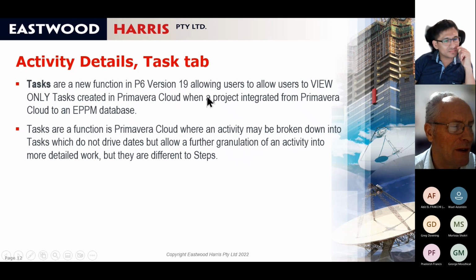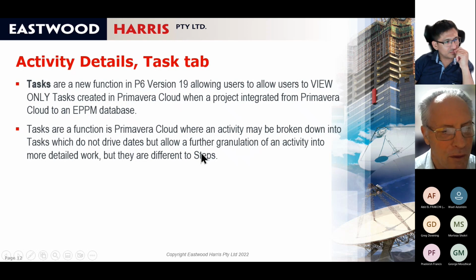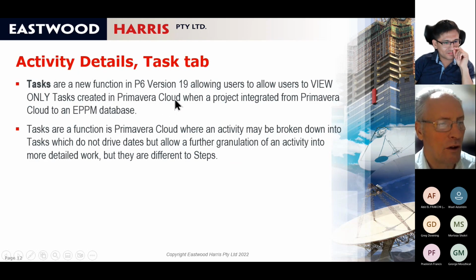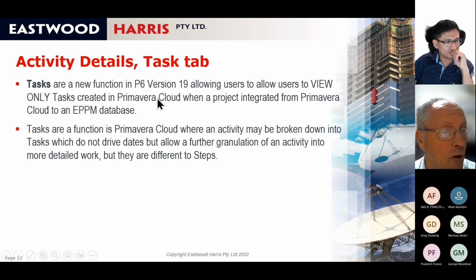So an activity can be broken down into tasks. In Primavera Cloud, an activity can be broken down into tasks which do not drive dates but allow further granulation into an activity in more detailed work. They're different to steps, and they can have a relationship between them that's called a handoff. In version 20, you can actually view the tasks that are created in Primavera Cloud. You can't change them, but you can view them if you import a schedule from Cloud. So you have to export it from Cloud and import it into P6, and then you can view the tasks, but you can't edit them.